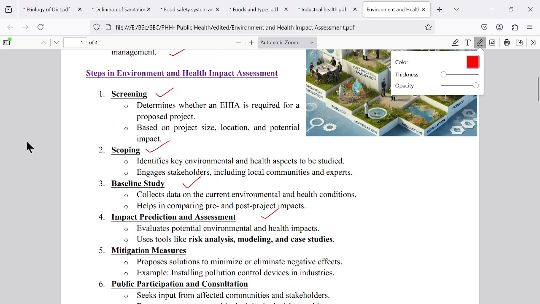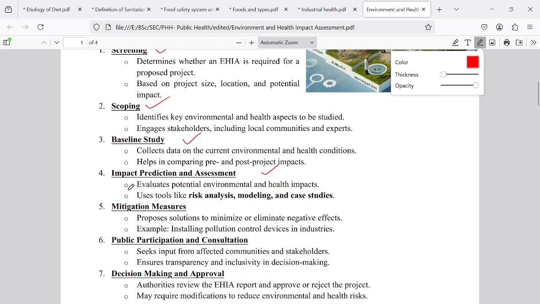The starting point is screening. It determines whether an EHIA is required for a proposed project. Actually, before entering into the assessment, whether the project is important or not, that is the screening first. Then after, you have to outline the issues, you have to scope it. A baseline study you have to conduct.